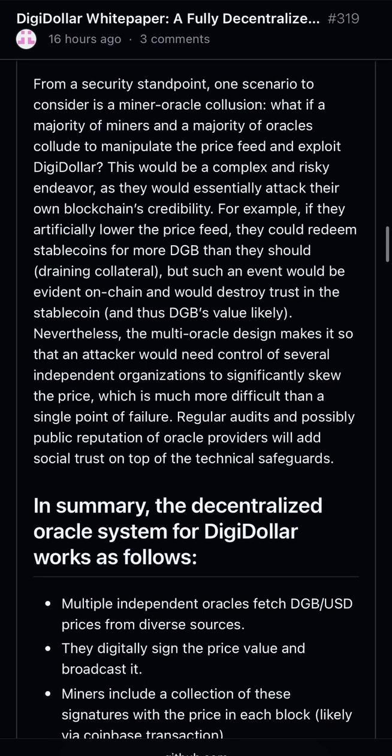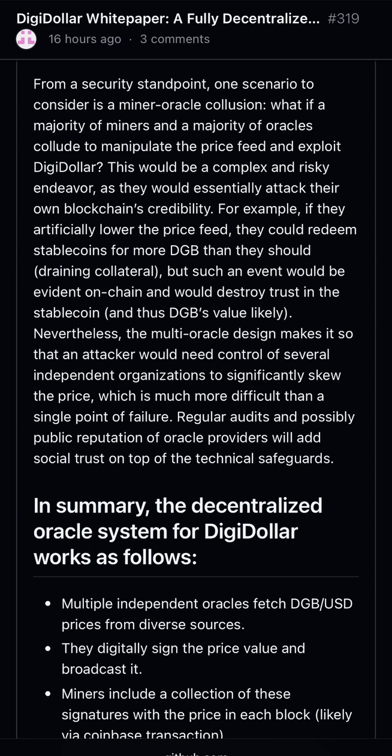From a security standpoint, one scenario to consider is a miner-oracle collusion. What if a majority of miners and a majority of oracles collude to manipulate the price feed and exploit DigiDollar? This would be a complex and risky endeavor, as they would essentially attack their own blockchain's credibility. For example, if they artificially lower the price feed, they could redeem stablecoins for more DGB than they should, draining collateral, but such an event would be evident on-chain and would destroy trust in the stablecoin, and thus DGB's value likely.